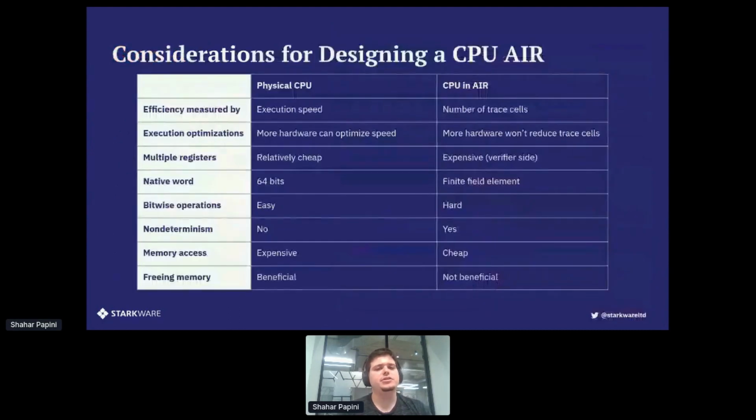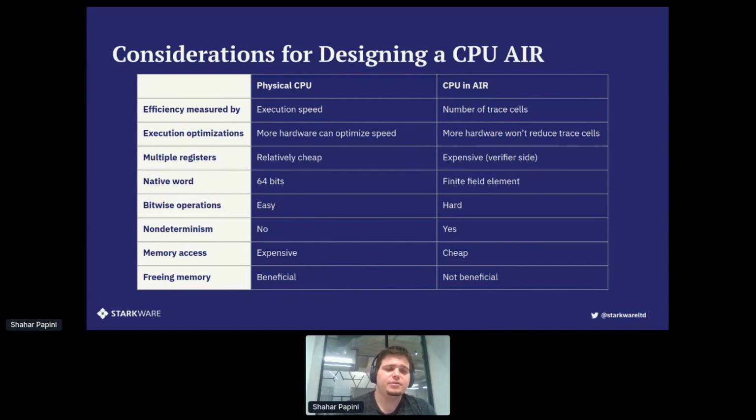All right, so I want to share with you a few considerations we had while designing this CPU AIR. This comparison also shows why it is not a very good idea to just take some existing architecture for physical CPUs like x86 and just write an AIR for it. If you do that, you'll get something that is not efficient, because it really doesn't fit the physical aspects of AIR.